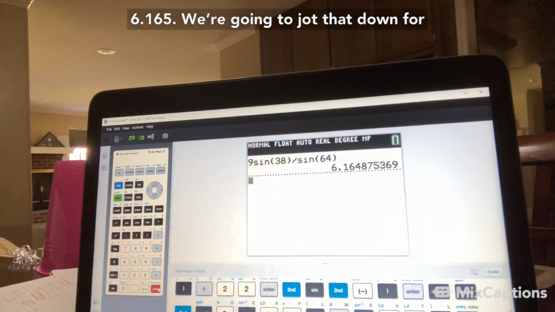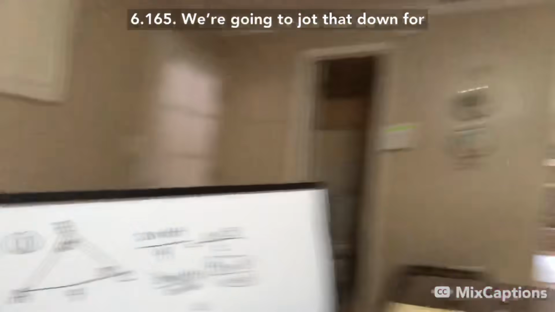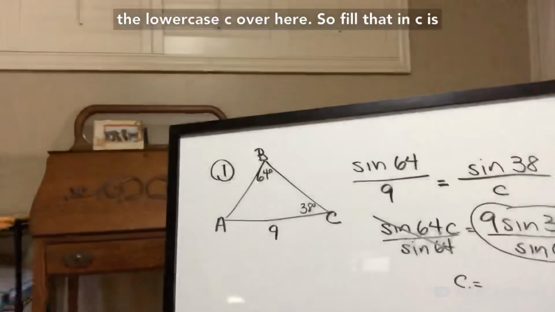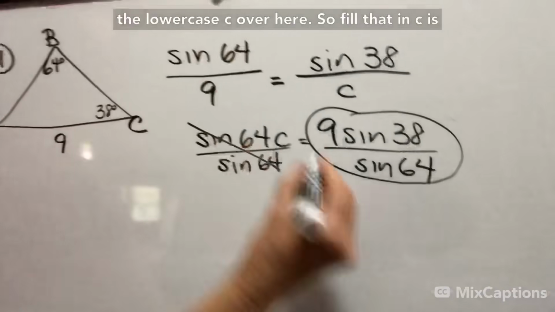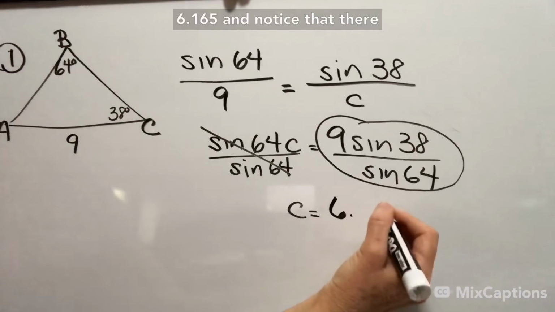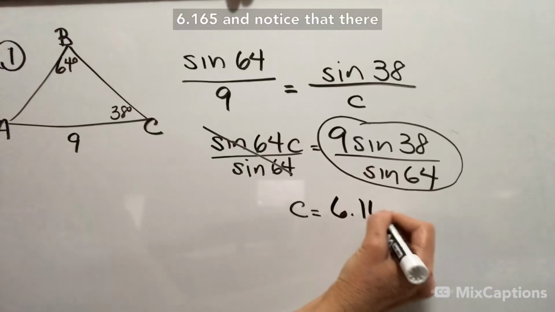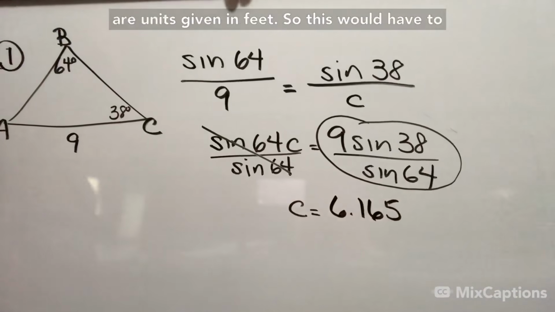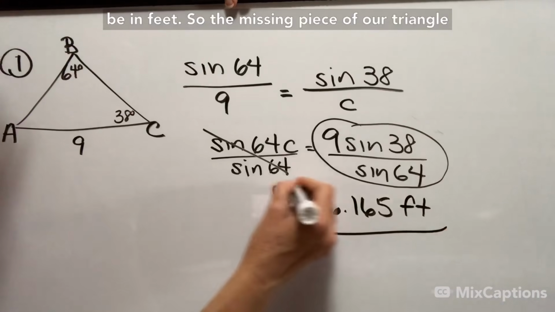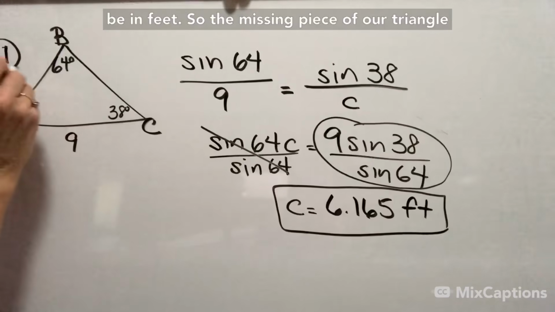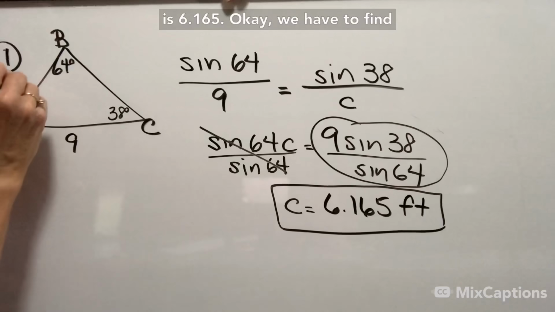So we're going to jot that down for the lowercase c over here. Fill that in. C is 6.165. And notice that there are units given in feet, so this would have to be in feet also. So the missing piece of our triangle is 6.165.